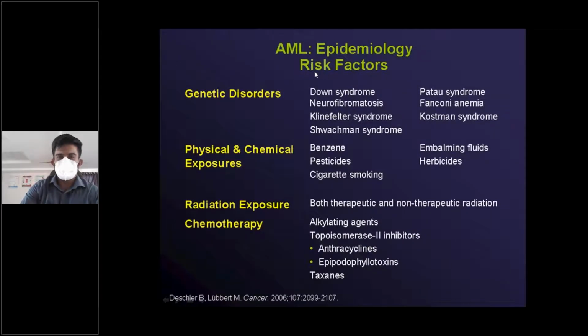What are the risk factors for AML? There are genetic disorders which are predisposing factors for AML, like Down syndrome, Patau syndrome, neurofibromatosis, Fanconi's anemia, Klinefelter syndrome, Kostmann syndrome, Shwachman syndrome. And there are also physical and chemical exposures like benzene, embalming fluids, pesticides, herbicides, cigarette smoking.